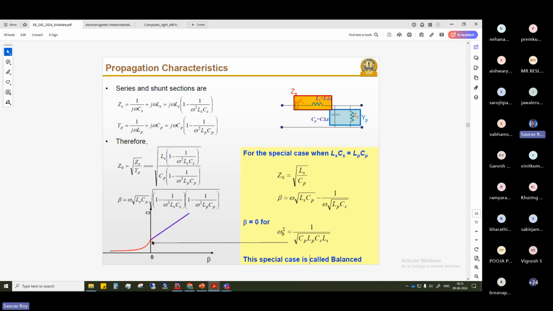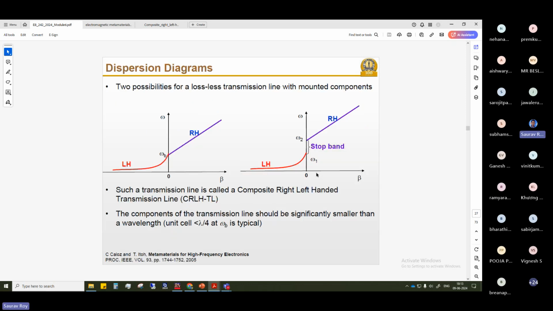And sometimes it will happen that for some design lines, the left and right may not converge. Then it will be called an unbalanced line. Here, in the left-handed plot, the right-handed and left-handed lines converge at omega b, where the phase becomes 0. But here, if you see, the right-handed and left-handed lines do not converge. There is a gap between. So this is called a stop band.